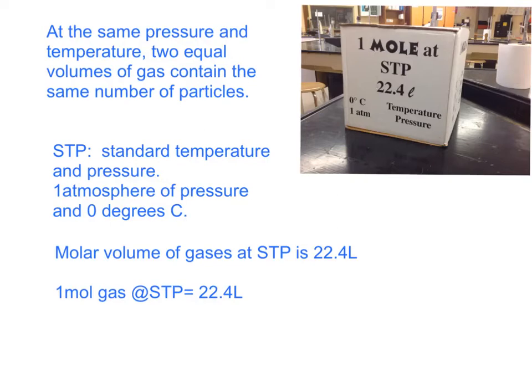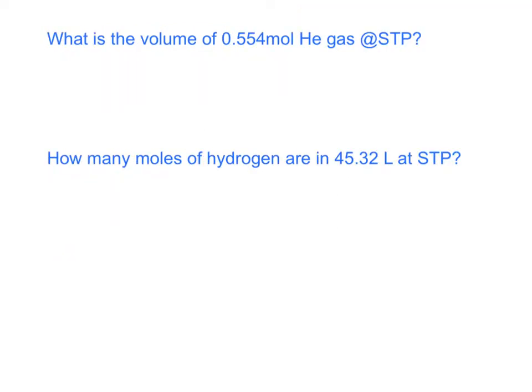All right, let's do some practice. The first one is that we want the volume of 0.554 moles of helium gas at STP. So first, we always set up our given. So we have 0.554 moles, and we know that there are 22.4 liters per mole. So we're going to use the conversion factor. We want to go from 1 mole. We know that 1 mole is equal to 22.4 liters at STP.